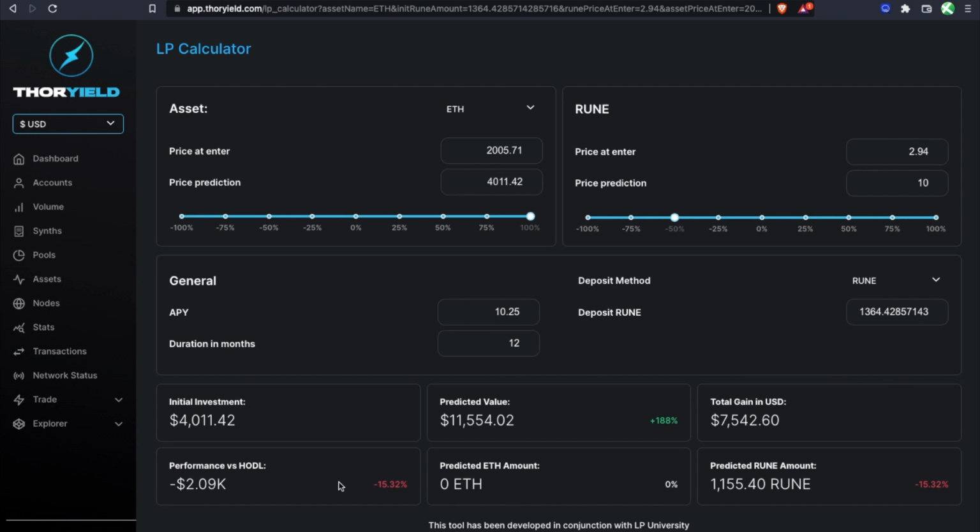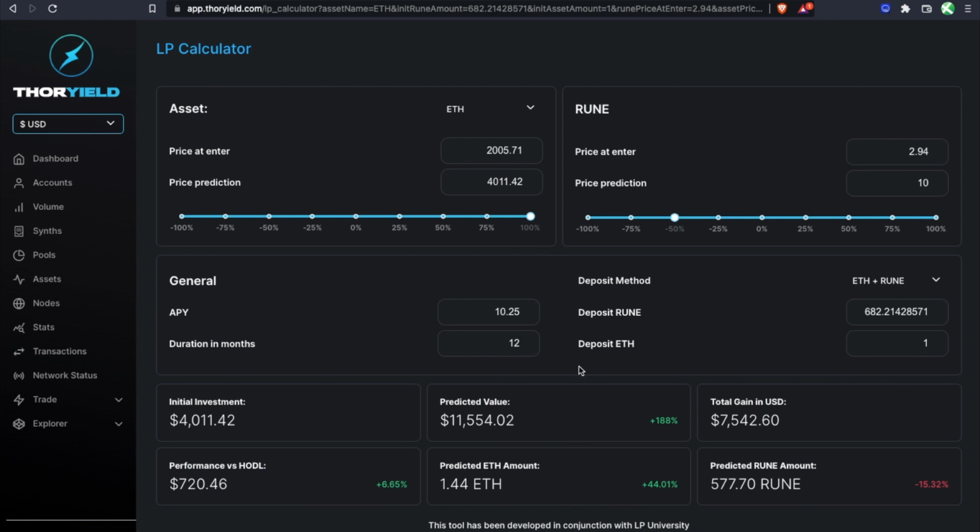And when you do have these positions, you can track them on THORYield and you can toggle between the different views. So for example, if you deposited this way, you would still be able to view it as if you deposited both. And we do have a separate video already on tracking your live LP positions, but this is a great tool to be able to project what you think is going to happen and see different scenarios and understand how the pool dynamics affect how your position ends up playing out over time. So hopefully that helps you understand how to use this tool.